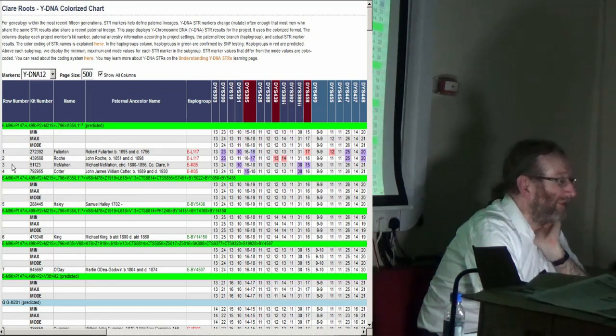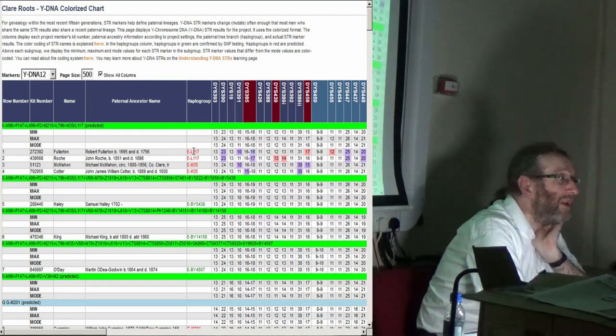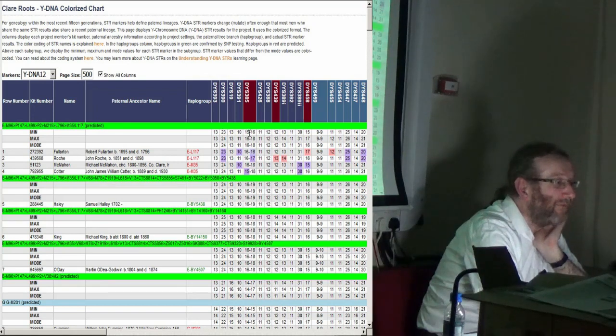The first column is just the person's number from 1 up to 999 or however many I have. Then you have the kit number, then the surname, then the paternal ancestor name. And this is where it's very annoying if people don't fill in their paternal ancestor name. Then you have the haplogroup. The red ones are for people who've only bought the basic STR package and get a predicted haplogroup. The green ones are for people who have bought SNP products and have a confirmed SNP mutation identified. Then over here, for those 37 or 67 or 111 markers, you have all the values.